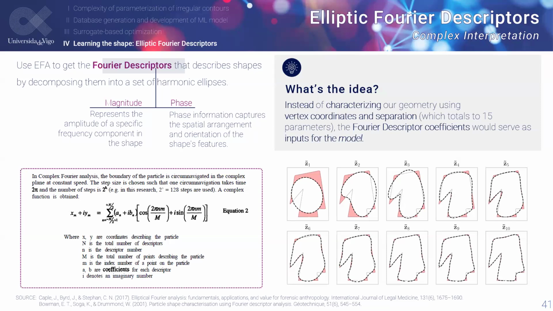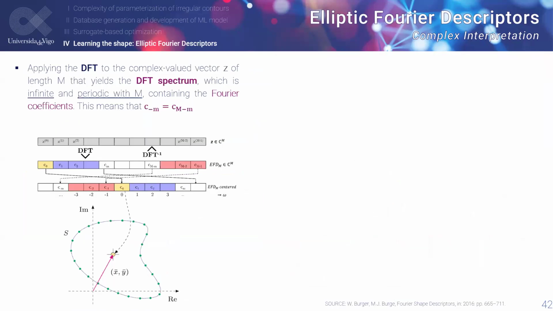But if you only want to capture the overall shape, maybe 3 Fourier descriptors is more than enough. So as I've mentioned, what you have to do is apply the discrete Fourier transform to the complex representation of the contour. And basically the first Fourier descriptor is going to capture the center of mass, and then whatever you add is going to add more detail to it.